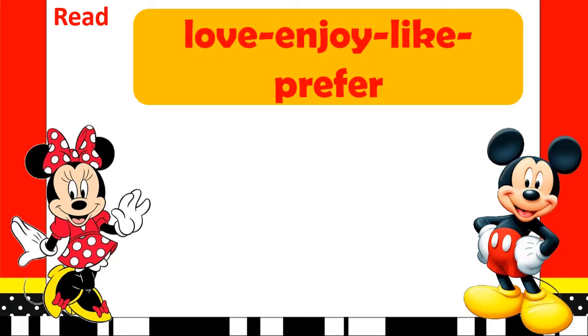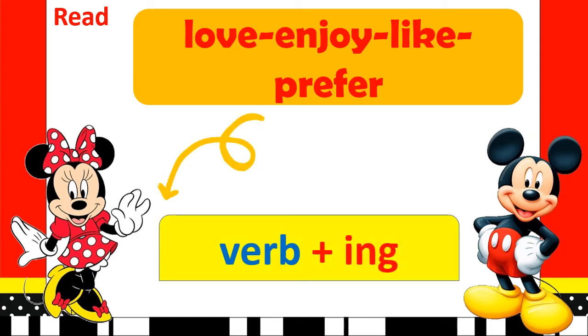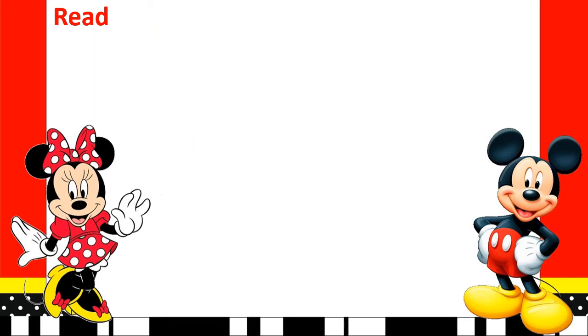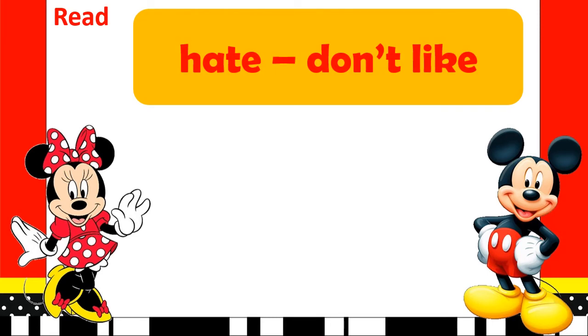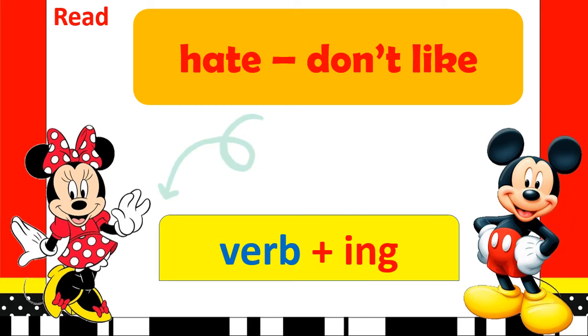Love, enjoy, like, and prefer. Yeah, love, enjoy, like, and prefer are followed by verb plus ing. Hate and don't like are also followed by verb plus ing.